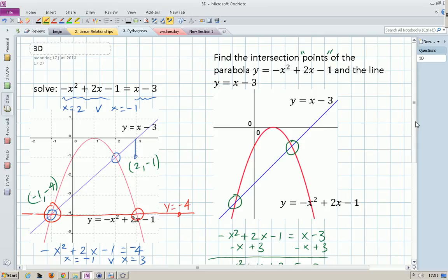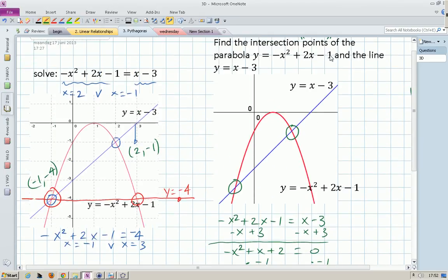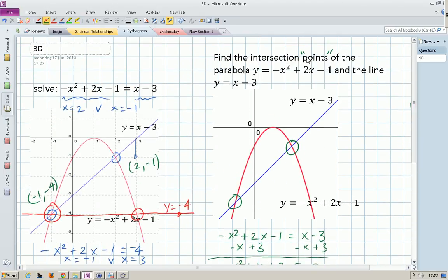So that's how you do that. What are the differences now? The difference is it doesn't say solve. If it says solve, all you need to find are the x values. It says find the points. In other words, your answer is not a number. Your answer is these two things. This is the first answer, a point, and the second answer, also a point. So that's the first difference. It says find the points.